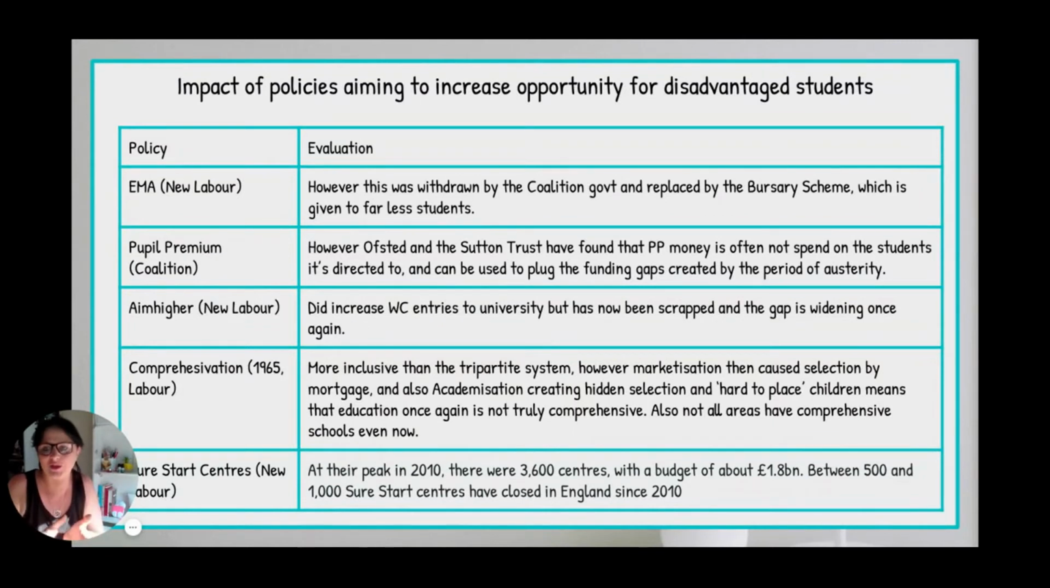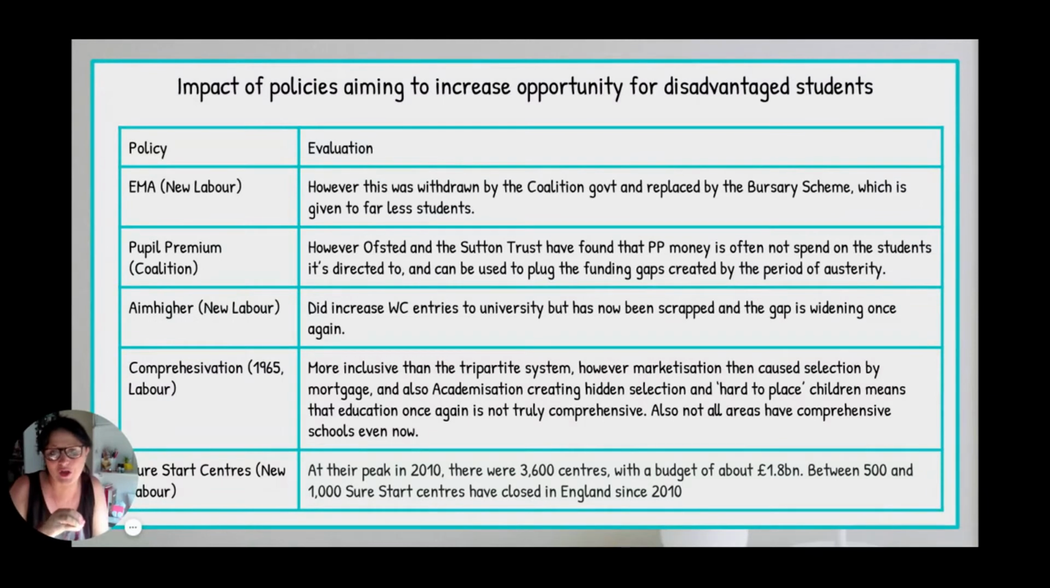So actually, do we want it to become a privilege to stay on and do A-levels and pursue an academic route in school? Probably, most governments would say no, we want there to be equal access to further and higher education for young people. Pupil premium, obviously still going, imaginably a big impact of that because it is used in so many different ways for the students that it's assigned to.